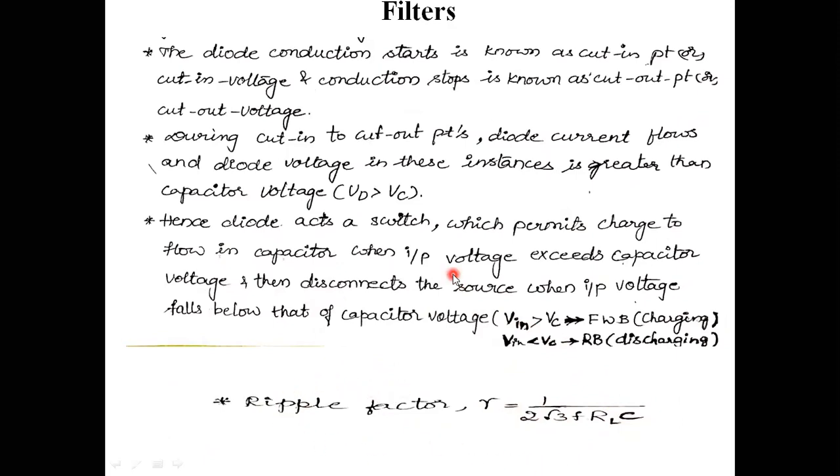By using this, we can identify how much ripple, how much AC component, is present in our DC signal, using the formula gamma is equal to 2 root 3 f RLC. Here, for the half wave rectifier circuit we get 2, whereas for the full wave rectifier circuit we obtain 4. 4 root 3 f RLC is the formula for the ripple factor of the full wave rectifier, whereas for the half wave rectifier we place 2 here.